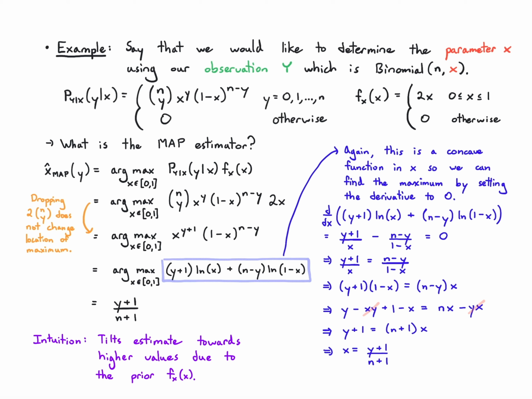So even if I saw 0 successes, I would still report for my MAP estimate 1 over n plus 1 for my parameter, right? And if I saw n successes, then finally I would report 1.